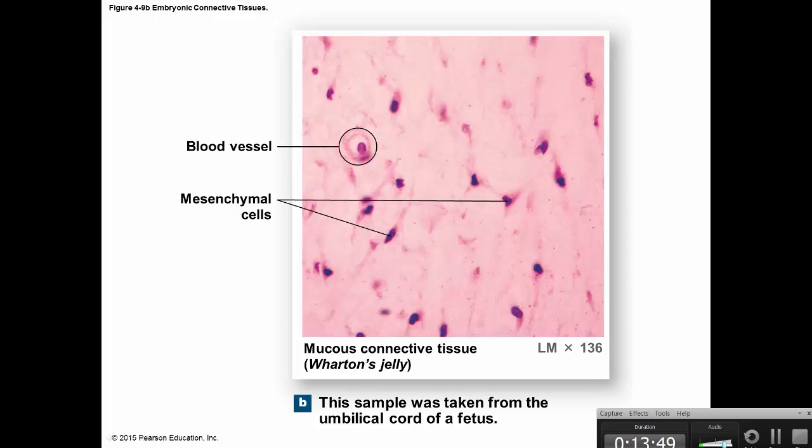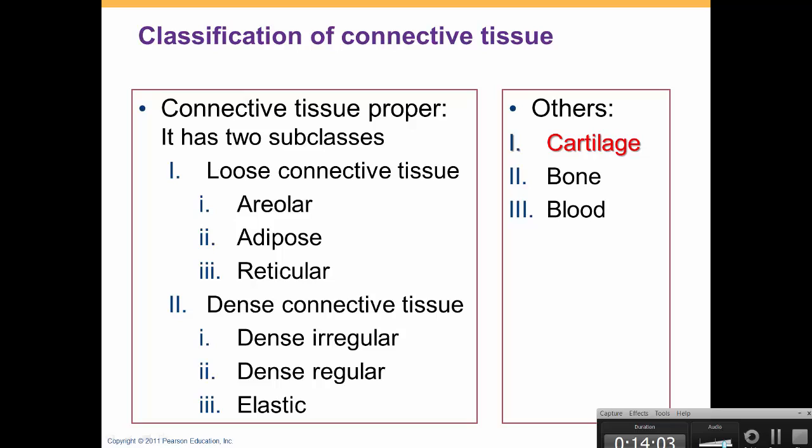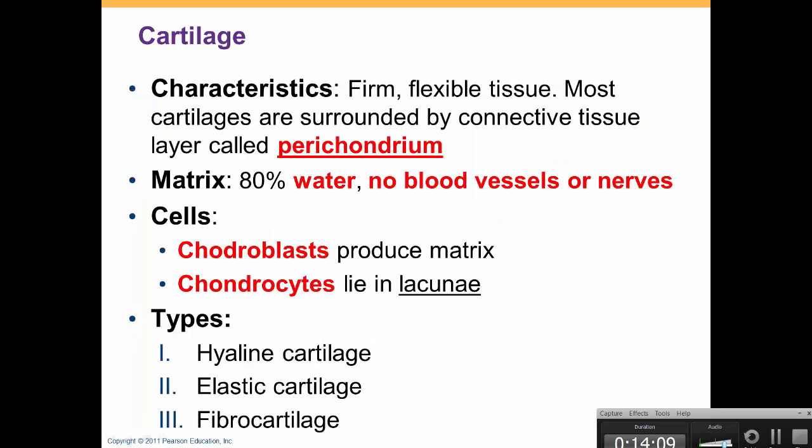These two types of embryonic connective tissue, I will not make any stress on them on the exam, so you might want to just know them for now, but I'm not going to make any questions on them on the exam. Next type is, we have the others. So we have cartilage, bone, and blood. So let's start with the cartilage.